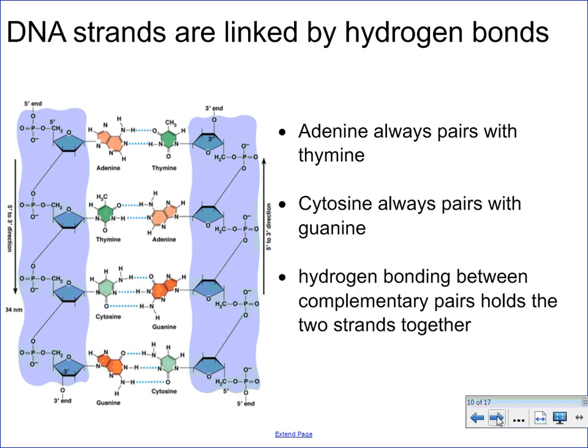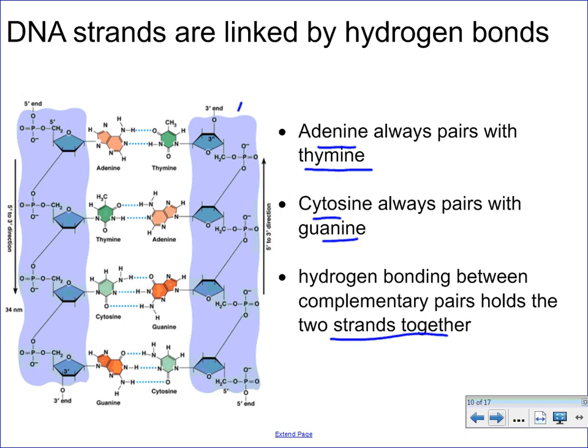With those DNA strands being linked by hydrogen bonds, it is going to be specific bases that have to line up on each strand to create those hydrogen bonds. In order to create those hydrogen bonds, adenine will always have to pair with thymine, and cytosine will always have to pair with guanine. So it's the hydrogen bonding between those complementary pairs that holds those 2 strands together.